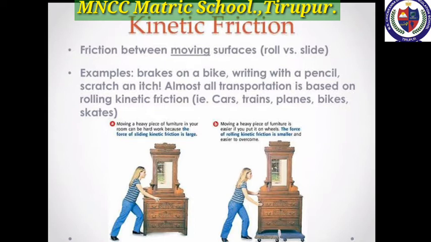For example, moving a heavy piece of furniture in your room can be hard work because the force of sliding kinetic friction is large. Moving a heavy piece of furniture is easier if you put it on wheels, because the force of rolling kinetic friction is smaller and easier to overcome.